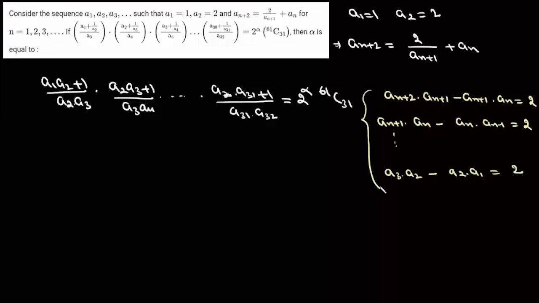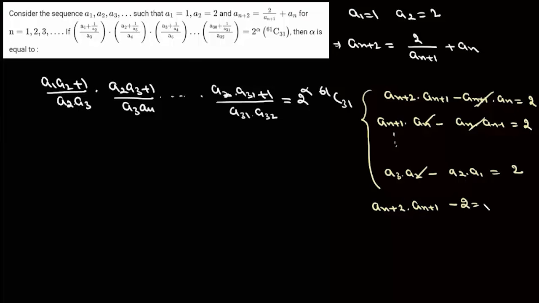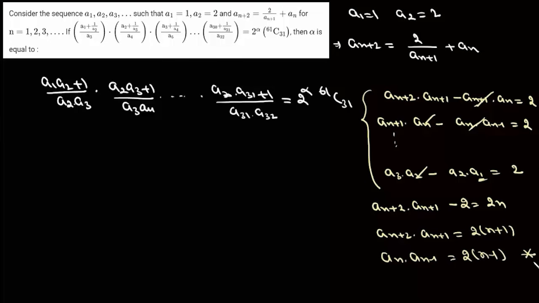Now if we add them all up, all these successive terms, they'll cancel. So we'll get a_{n+2} into a_{n+1} minus a1 into a2 is 2 plus 2 plus 2. Now it goes from 1 to n, so there'll be 2n. So simply a_{n+2} into a_{n+1} will be 2 times n plus 1, or if we write a_n into a_{n-1}, we'll replace n with n minus 2, so it will be 2 times n minus 1, and this is the result which we are going to use to find the value of alpha.